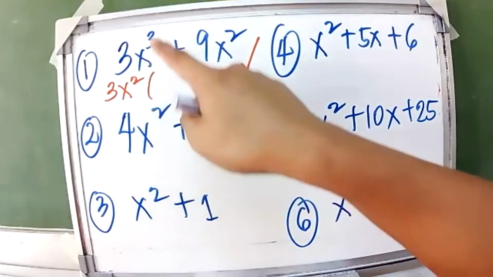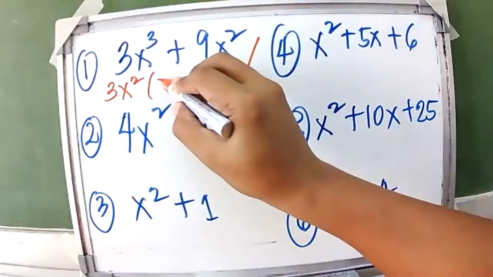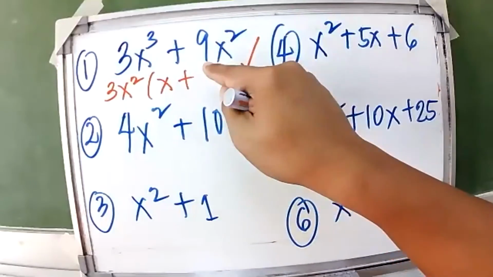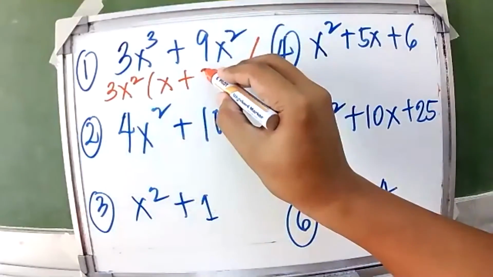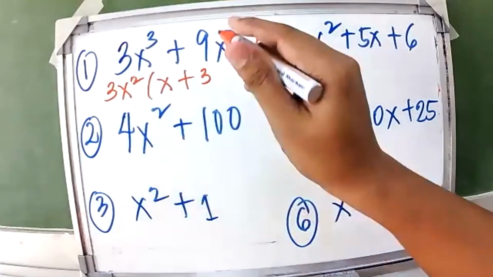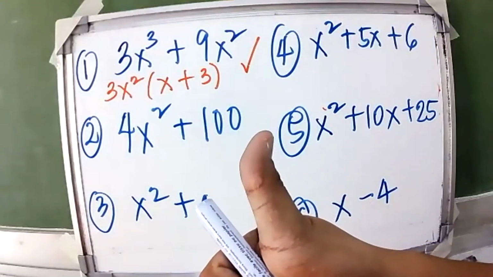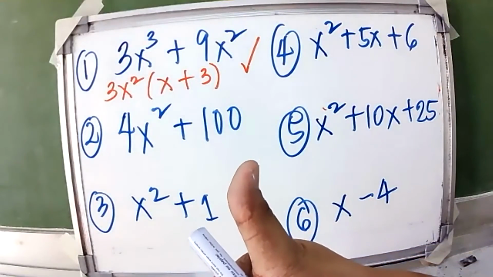So 3x cubed divided by 3x squared is x. And then plus 9 divided by 3, that's 3. x squared divided by x squared is 1. So that is the factored form of number 1. Thumbs up if you got that process.